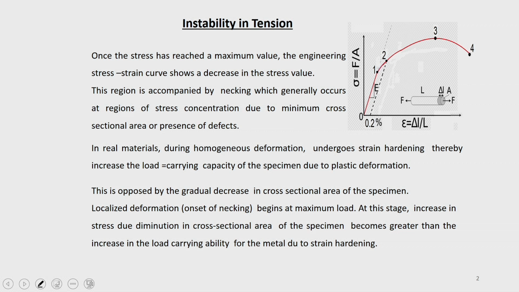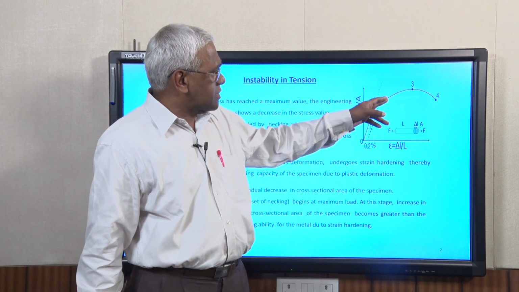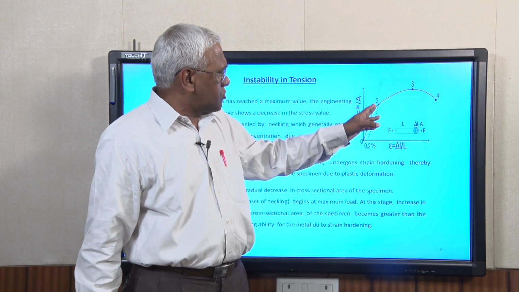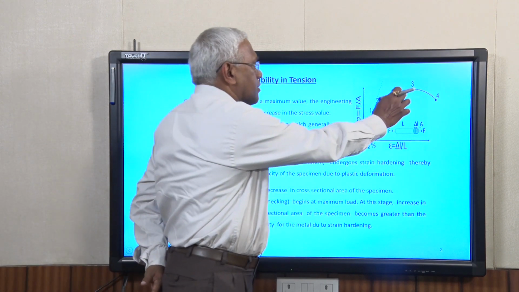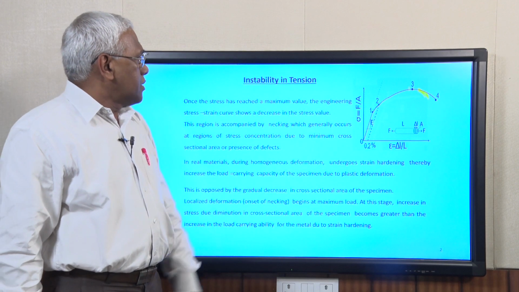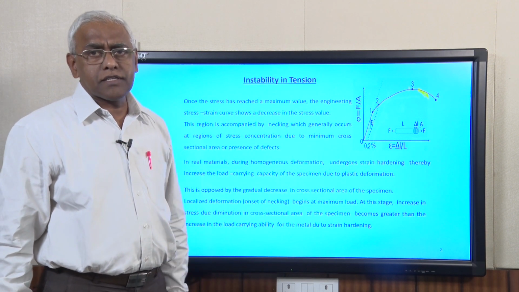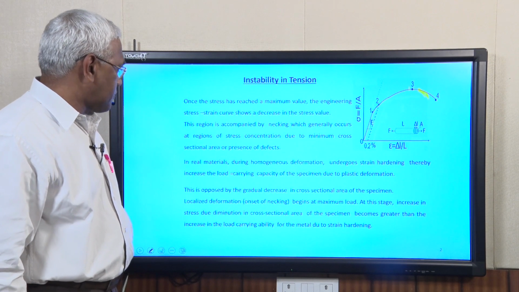So, we find that in the engineering stress-strain curve, during the uniform deformation the load reaches a maximum value here, and then further on you will find that the load is decreasing, or the engineering stress keeps on decreasing. And so, it has a maximum value. Many times it is required to find out the maximum value, which is nothing but the ultimate tensile strength of the material.